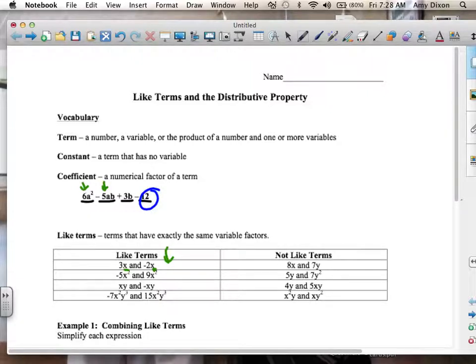Non-like terms you cannot add or subtract. So 8x and 7y, we could not add those. Or 5y and 7y squared. Those are not alike because they do not have the same variables in them. So let's look at how we combine like terms.